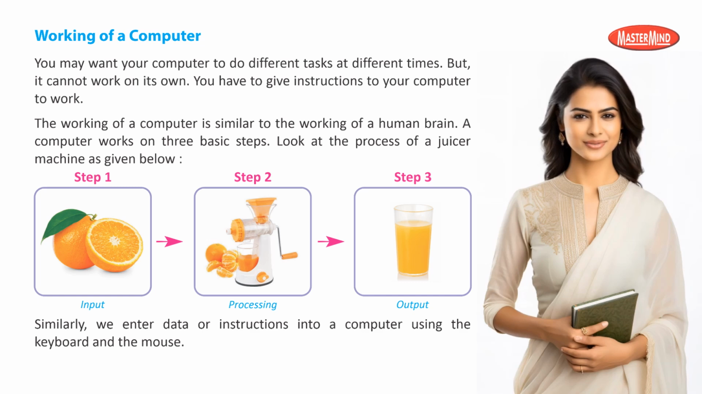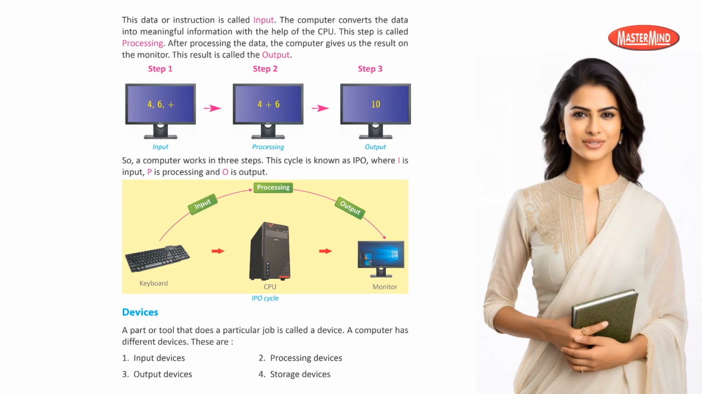The working of a computer is similar to the working of a human brain. A computer works on 3 basic steps. Look at the process of a juicer machine as given below. Similarly, we enter data or instructions into a computer using the keyboard and the mouse. This data or instruction is called input.